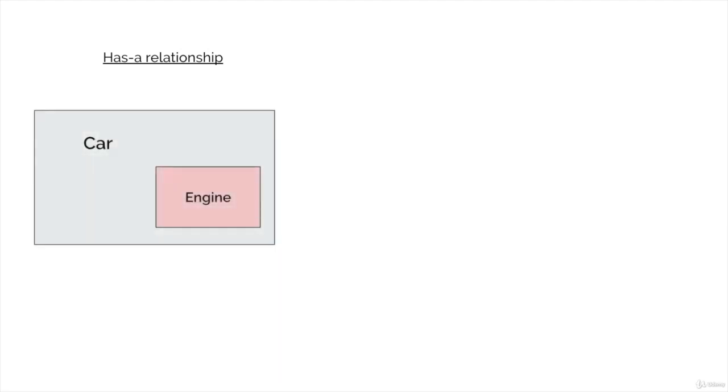To discuss the has-a relationship, we will discuss the example of a car and an engine. What is the relationship between a car and an engine? A car has an engine. You cannot say a car is an engine or an engine is a car. There is no is-a relationship, but the relationship is of the has-a kind.